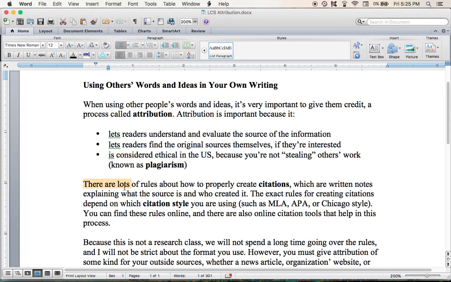Now, there are lots and lots of rules about how to properly create citations, which are the written notes that explain what the source is and who created it. And in fact, there's not just one set of rules. The exact rules for creating these citations, these written notes, depend on which citation style you are using. For instance, there's the MLA citation style, APA style, Chicago style. There are lots of different systems or sets of rules. You can find these rules online, and there are also online citation tools that help in this process.